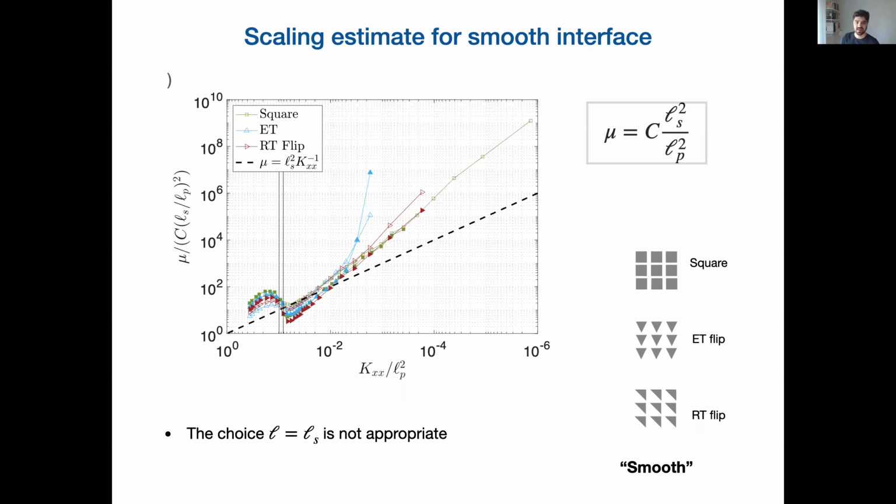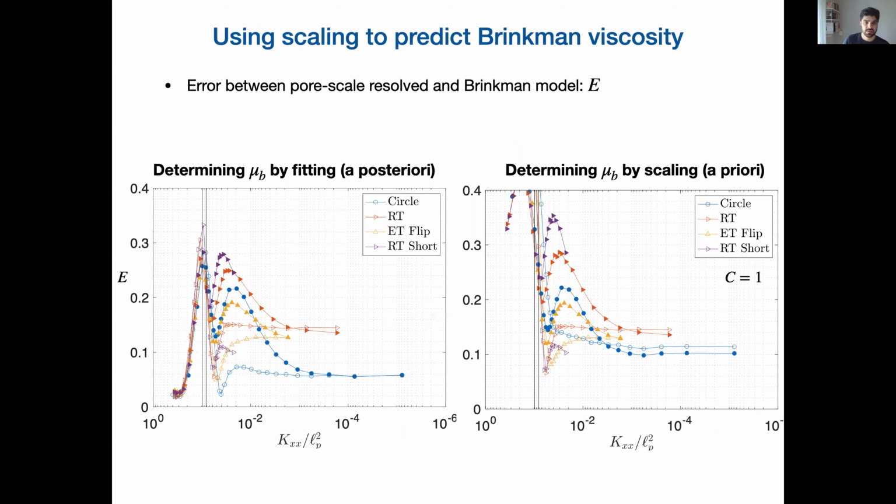Now, if we do the same exercise for the smooth type of geometries, we don't see the same collapse, right? And this points to the fact that the slip length, L_S, is not the appropriate length scale in this approximation, in this estimate. So this scaling estimate holds for rough surfaces, not for smooth surfaces. So the question then is, can we use this scaling estimate to predict the Brinkman viscosity?